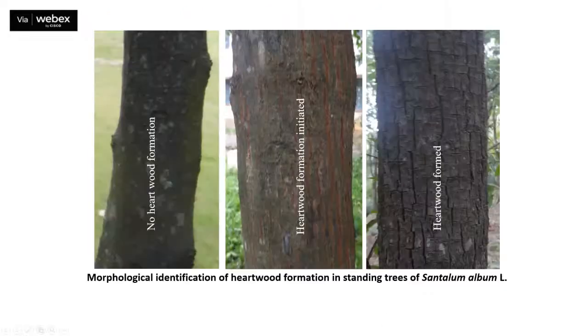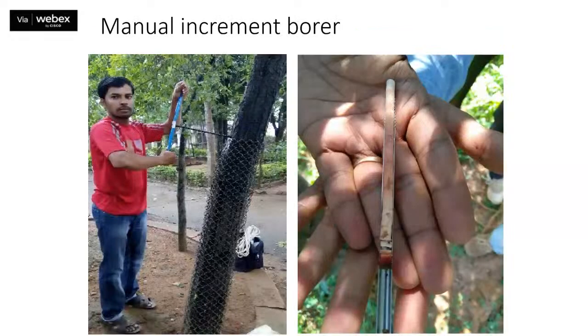This is the electric resistor. Until now, we were estimating the hardwood content in sandalwood trees first by morphological identification. The cracks on the bark were very distinct and visible. By this, we were roughly able to identify whether hardwood formation has started in a standing tree or not. Once it is formed, the next step was to know the hardwood content by using a manual increment borer. Some people may or may not have this, and they can take the help of any research institution having it to know the hardwood content.